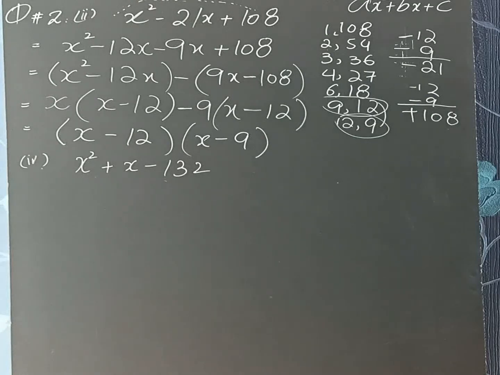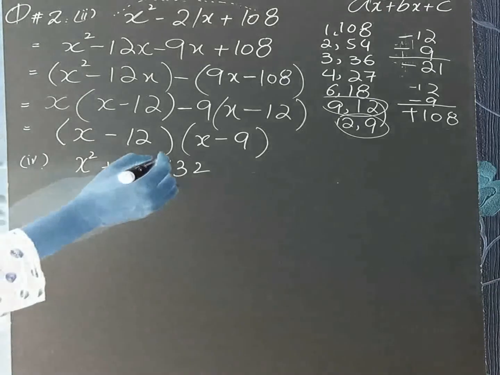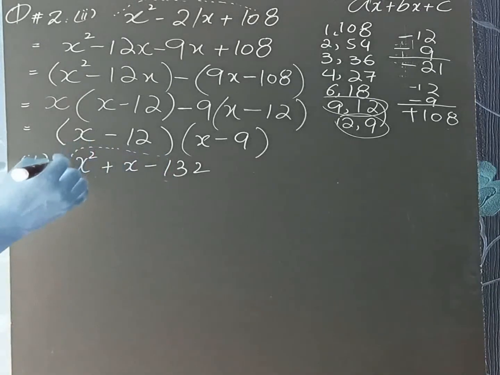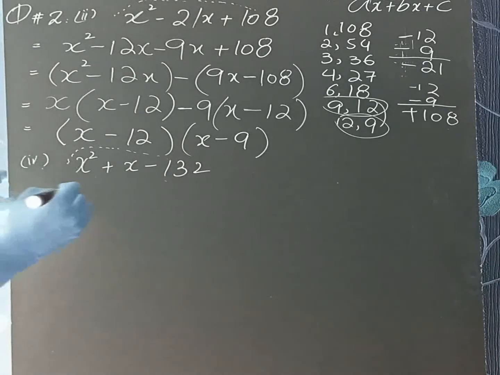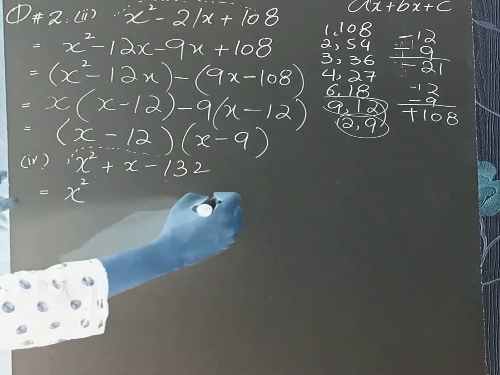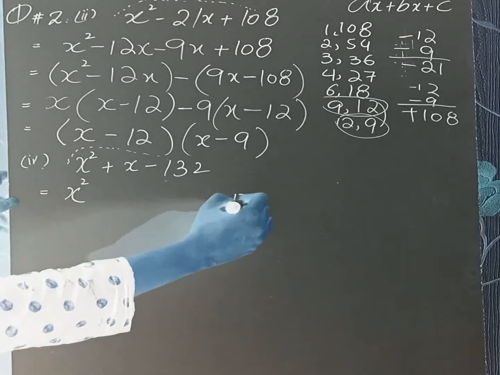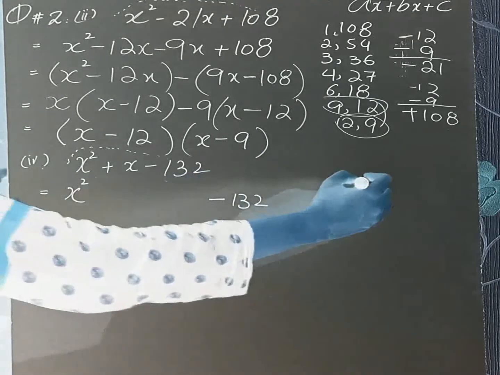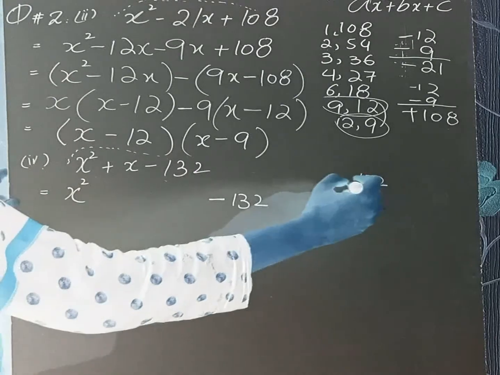Part 4, you can see again, this is the perfect square, but this is not the perfect square. It means we are going to use this type of factorization again. So here the constant term will be multiplied by the coefficient of x squared, that is 1. So 132, we will make the pairs of 132. First we will write x squared minus 132 as it is. So we'll make the pairs of 132, 1 into 132.